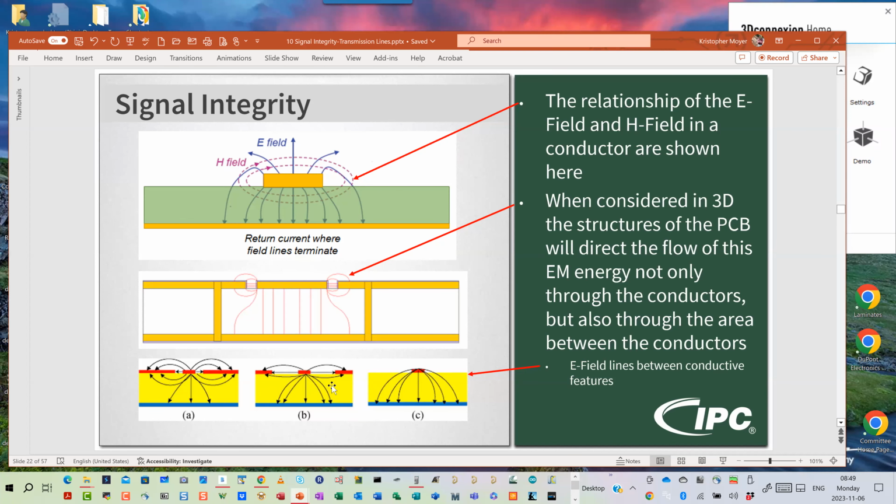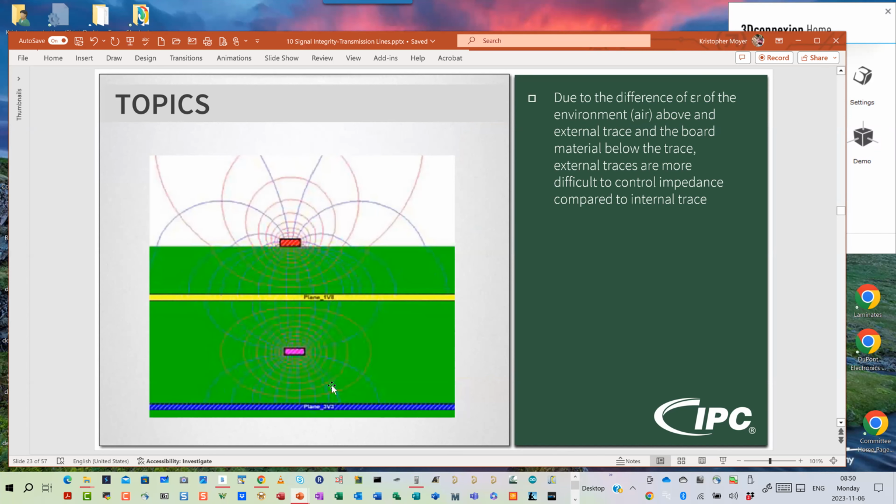Okay. Now, due to the effects of the difference of the dielectric constant of the environment, typically air above an external trace and the board material below the external trace, external traces are far more difficult to control impedance compared to internal traces. So with an external trace right here, in the dielectric material of the board itself with the plane below, I have a much smaller area that the E-field lines are spreading out into. While above, with no reference material up here, those E-field lines are going to try to spread off out into space, taking the H-field, the magnetic field lines.